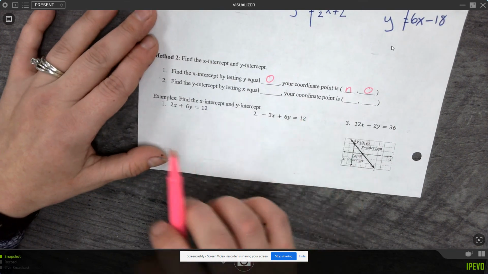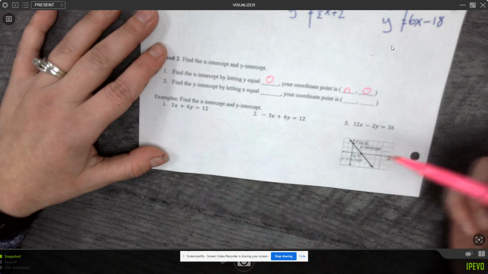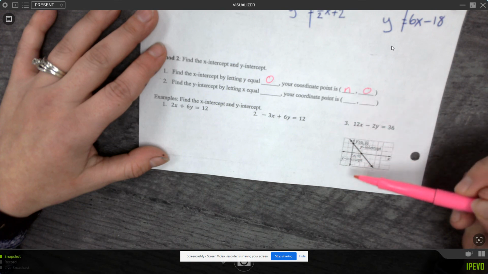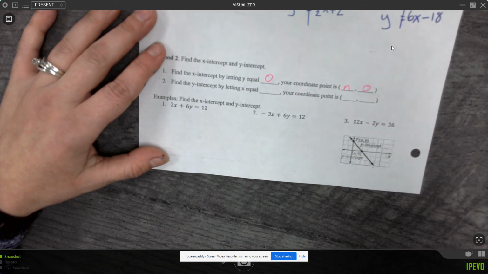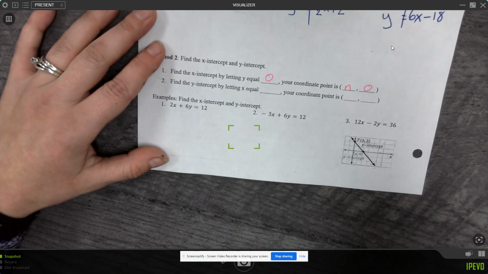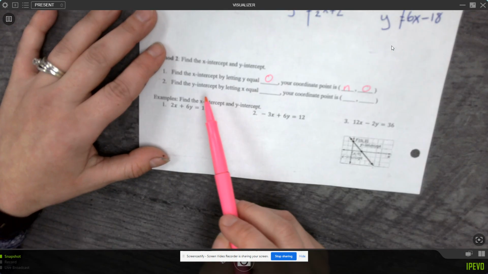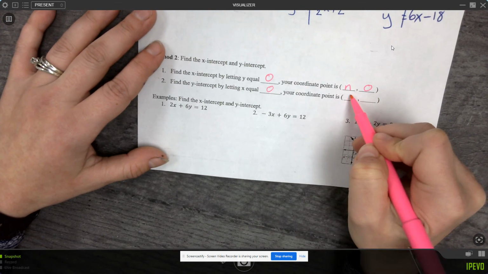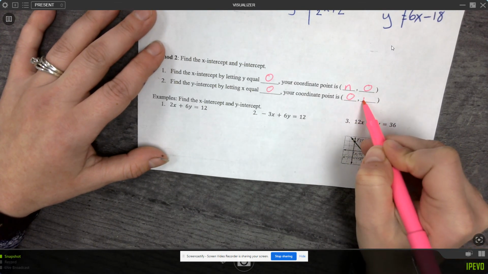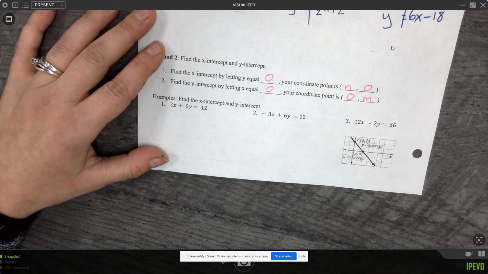So the y-intercept is then going to be on your y-axis, and so your x value is going to be 0. So to find your y-intercept, you let x be 0. So your coordinate point is going to be 0, comma, some number. I'm using n and m because those numbers should not be the same.